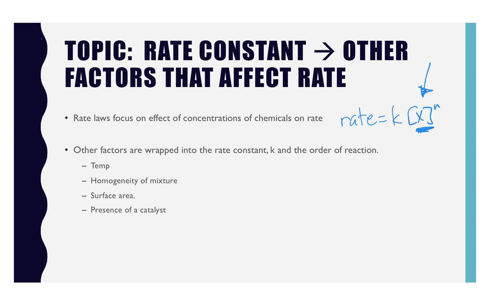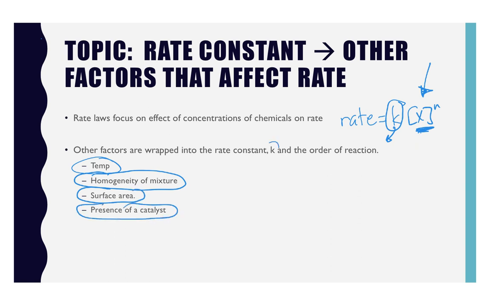But we know that there are other factors that influence how fast a reaction happens. So where do we see those in a rate law? Well, they're all wrapped into our k. Things like temperature: k changes based on different temperatures. Homogeneity of the mixture, which is a factor of what state of matter the substance is in. Surface area, presence of a catalyst. All of those things get wrapped into the rate constant as well as into the order of the reaction. So that's where those things get accounted for.